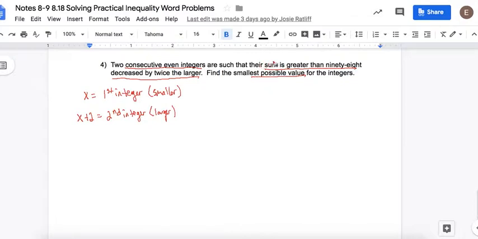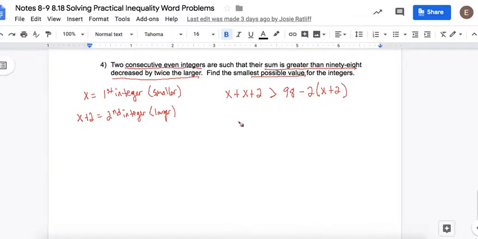Okay, and we want their sum to be greater than 98 decreased by twice the larger number. So we want to add x plus 2. These are the two consecutive integers. And we want it greater than 98 decreased by twice the larger one. Now this is the larger one, and remember it's x plus 2, so we have to put it in parentheses because we want to twice it.